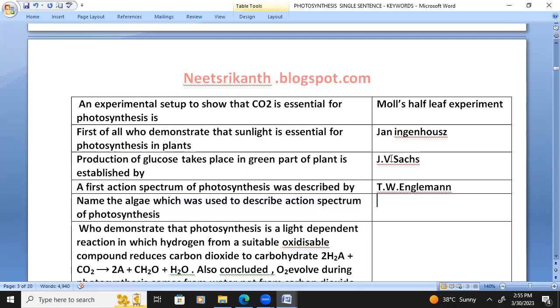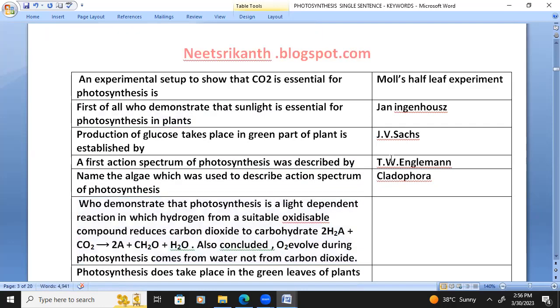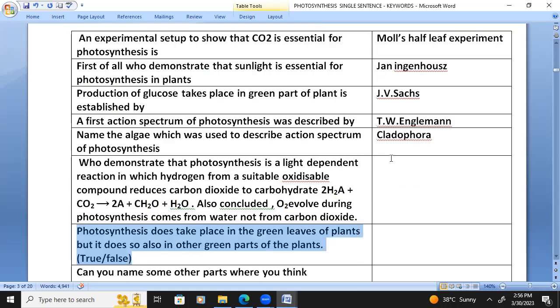Name the alga which was used to describe the action spectrum of photosynthesis. Cladophora. Who demonstrated that photosynthesis is a light dependent reaction in which hydrogen from a suitable oxidizable compound reduces carbon dioxide to carbohydrate, like 2H2A plus CO2 in the presence of light gives 2A, CH2O and water, and also concluded that oxygen evolved during photosynthesis comes from water, not from carbon dioxide? The scientist is C.B. van Niel.